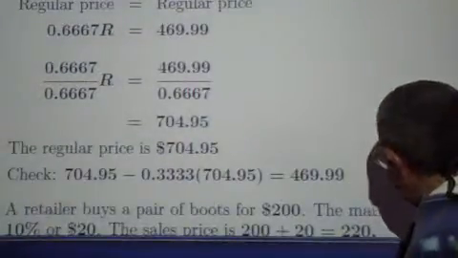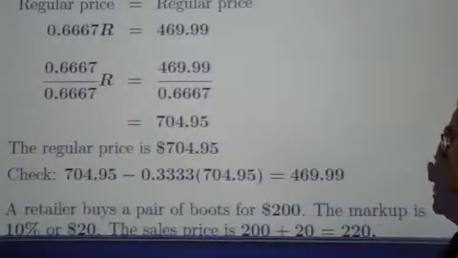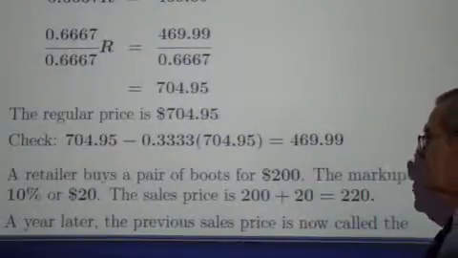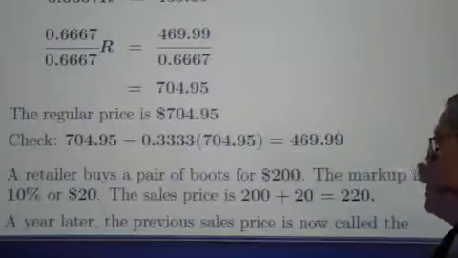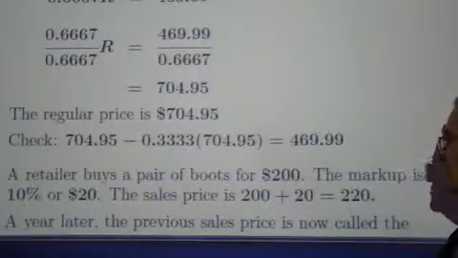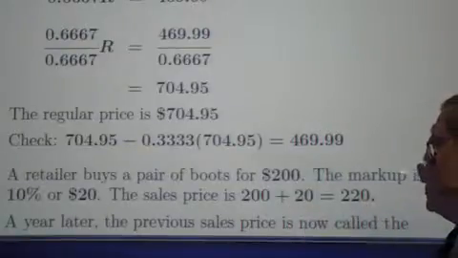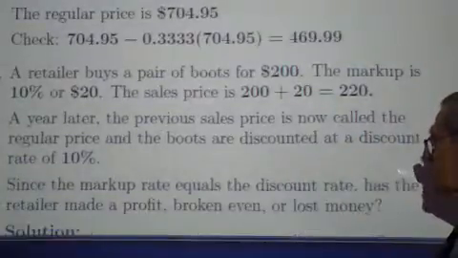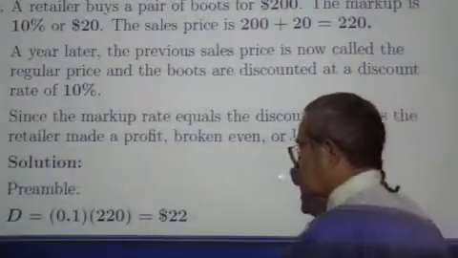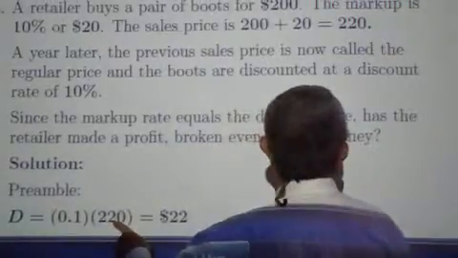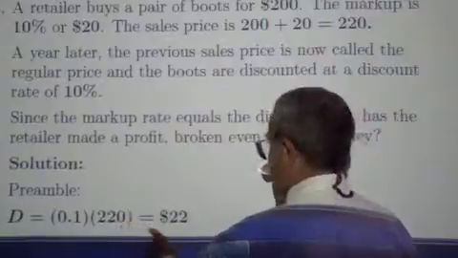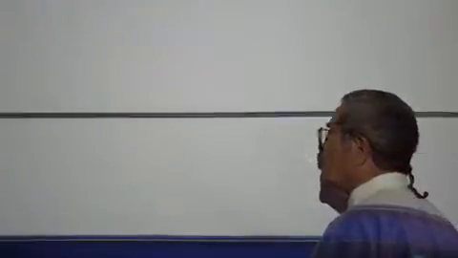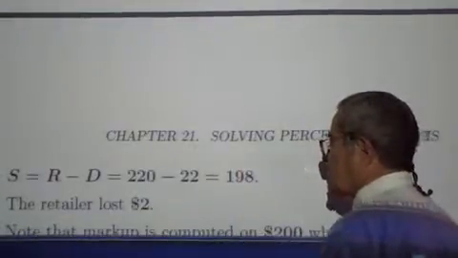Oh, we have another example. A retailer buys a pair of boots for $200. The markup rate is 10% or $20. The sales price is $220. Okay. So you started with $200, you wanted to sell for $220. After a year you couldn't sell it, you take 10% of that and mark it down. So 10%, that's 0.1 of the sales price, which was $220, gives you $22 at a discount. You take $220 minus 22, and that means you have to sell it for $198, and you lost $2.